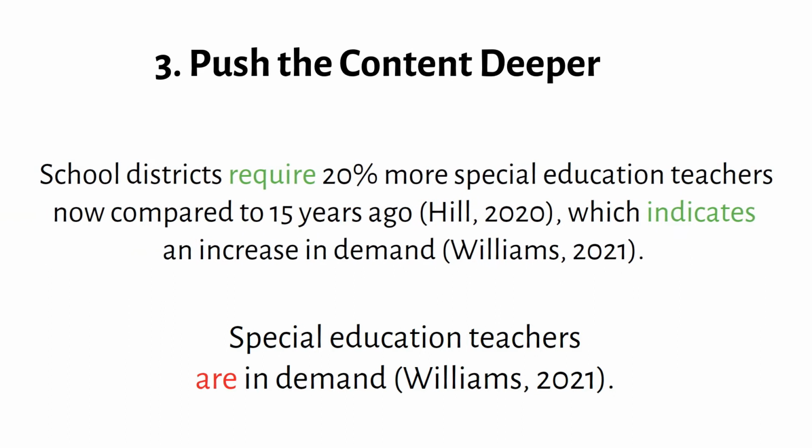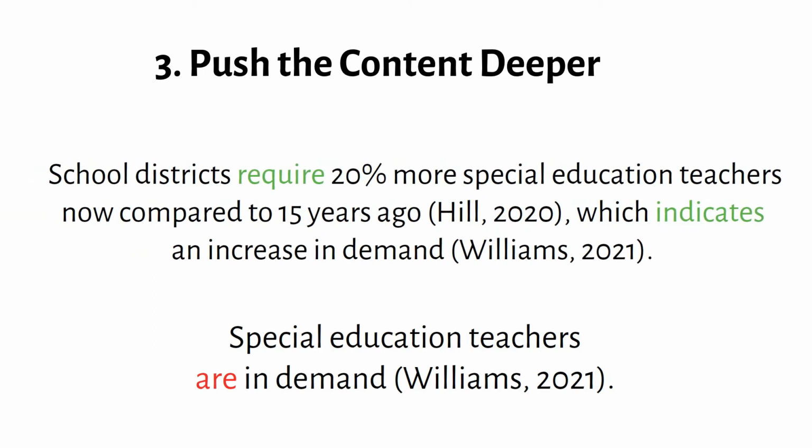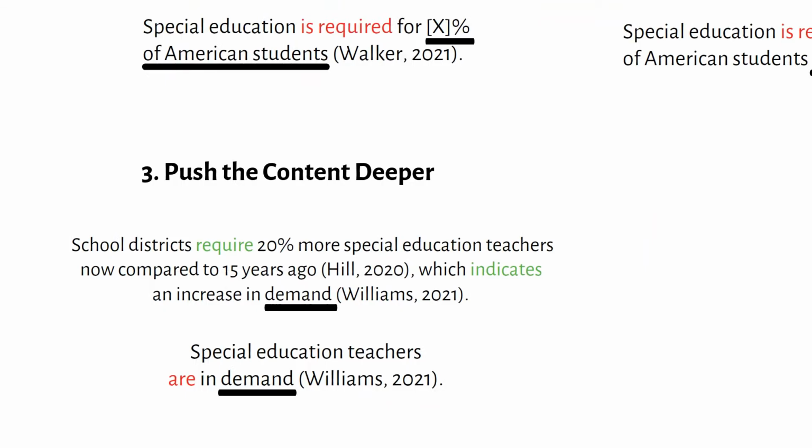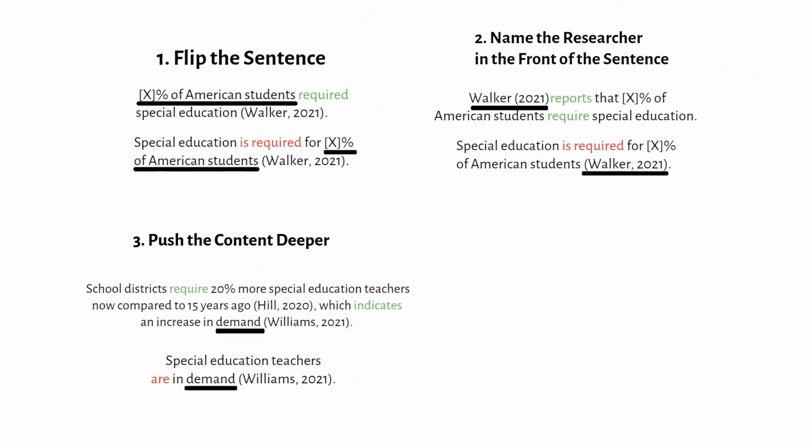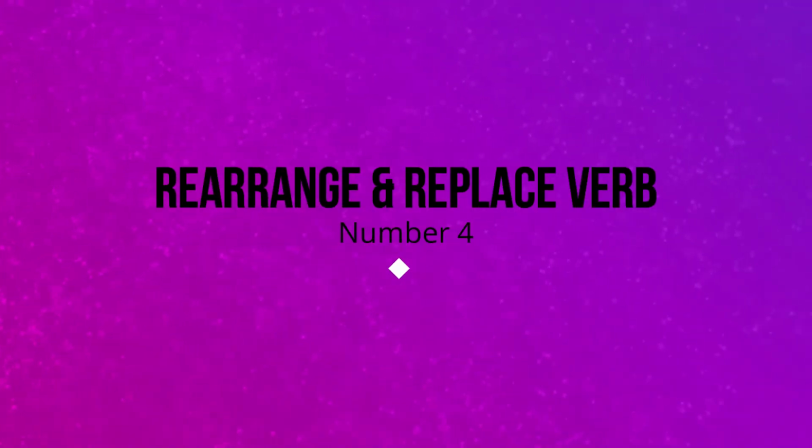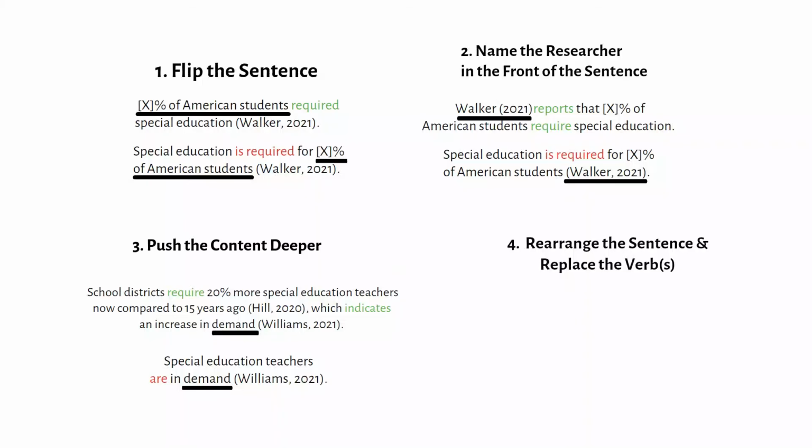Now check out this rewrite. Wow, this has so much more content and provides background and brings to life the claim of demand. We know much more about the demand because the active verbs require more content. We've already covered 3 ways to avoid passive voice. 2 more to go. Number 4 is rearrange the sentence and replace the verb.